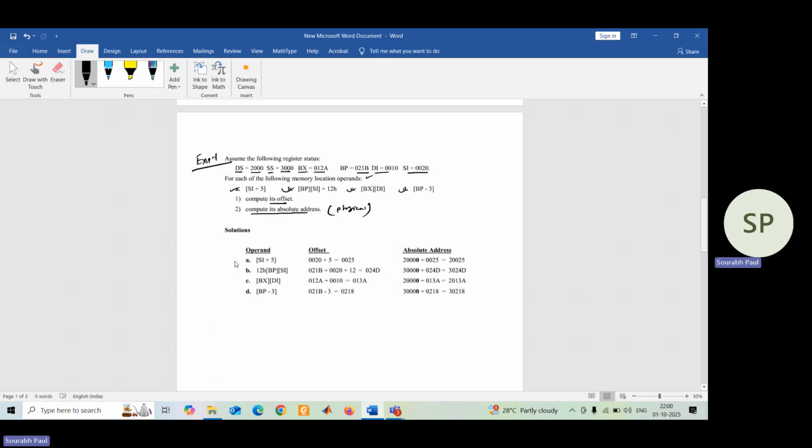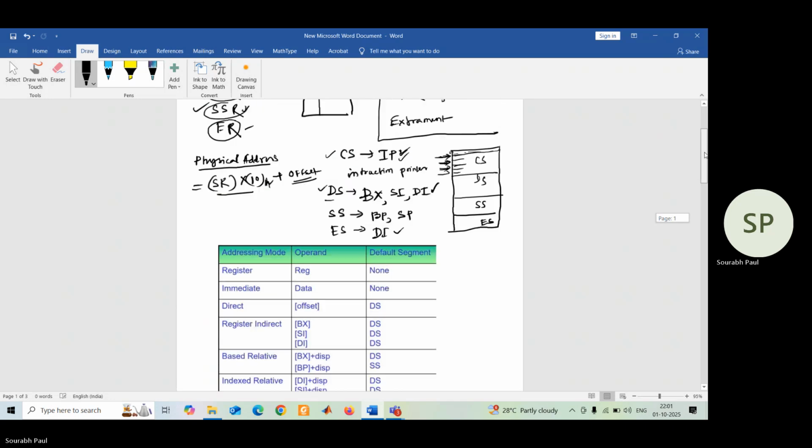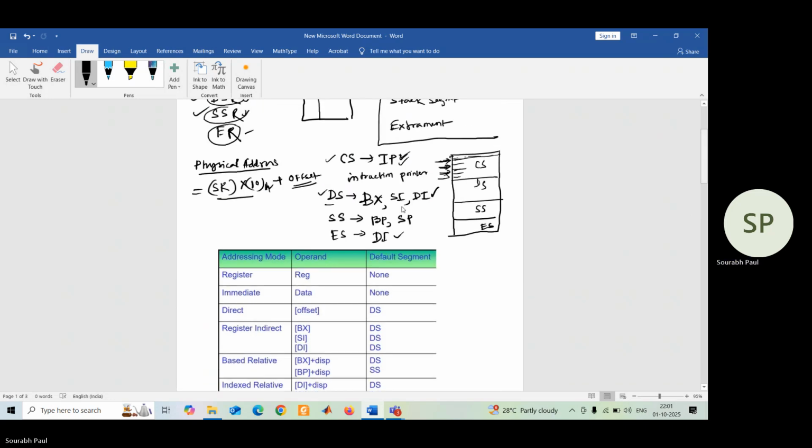So see the first question, what is given: SI plus 5. Now SI is an offset register. If you can remember, what was the corresponding segment register for SI? Just a few minutes before we have seen, if SI is the offset register, its corresponding segment is nothing but data segment. For SI, the corresponding segment is data segment.